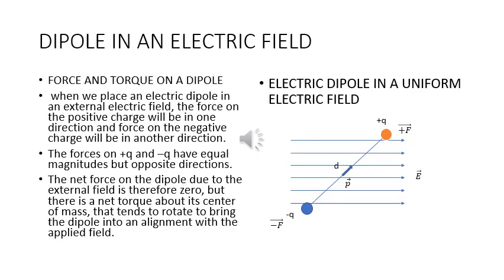Let us next consider a dipole in an electric field, which will give us the force and torque on a dipole. When we place an electric dipole in an external electric field, the force on the positive charge will be in one direction, the force on the negative charge will be in an opposite direction. The forces on plus q and minus q will have equal magnitudes but opposite directions. The net force on the dipole due to the external field is effectively zero, but there is a net torque about its center of mass that tends to rotate to bring the dipole into an alignment with the applied field.